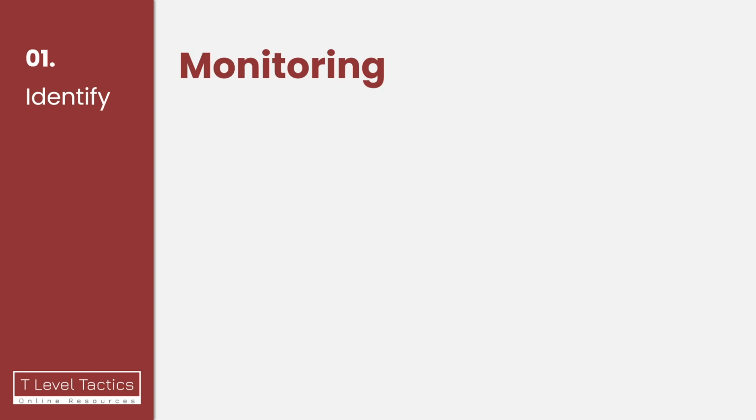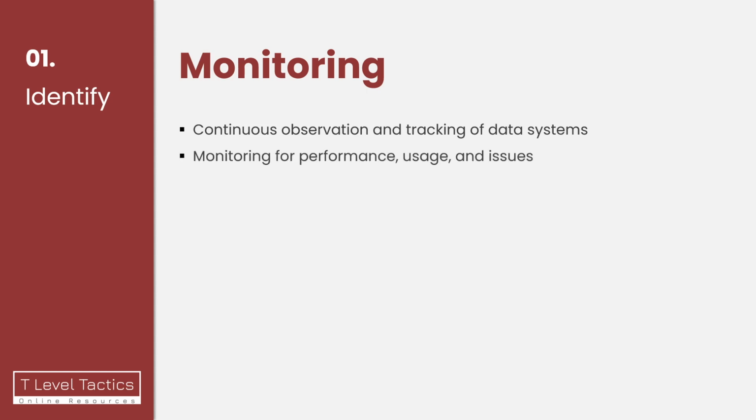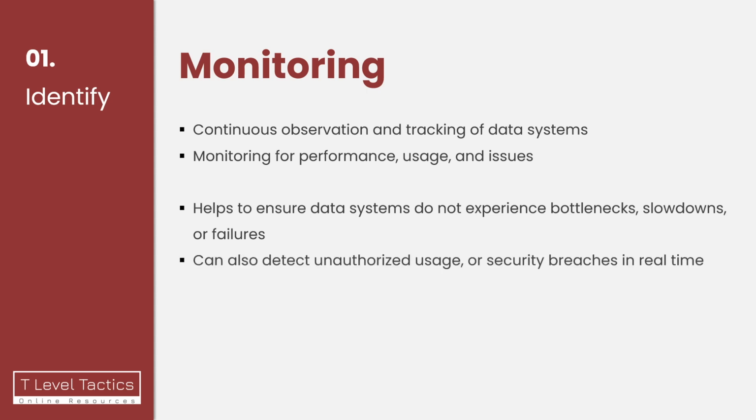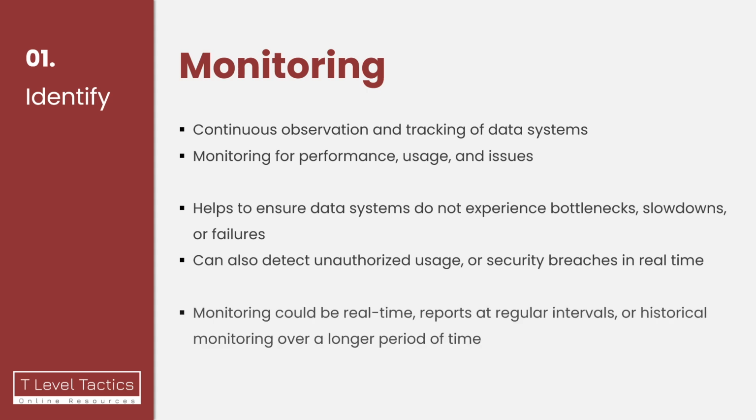Monitoring involves the continuous observation and tracking of data systems, and looking out for performance issues, usage, and other problems that might occur. And it can help to ensure data systems do not experience bottlenecks, slowdowns, or failures. We can also detect unauthorized usage or security breaches in real time. And this monitoring could be real time. It could be in the form of reports at regular intervals, or even historical monitoring over a longer period of time.